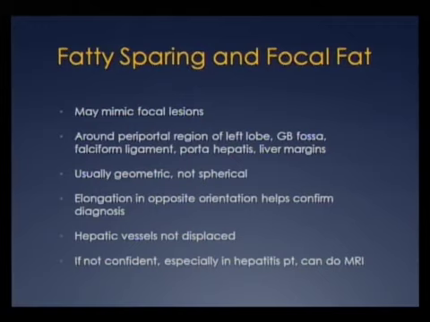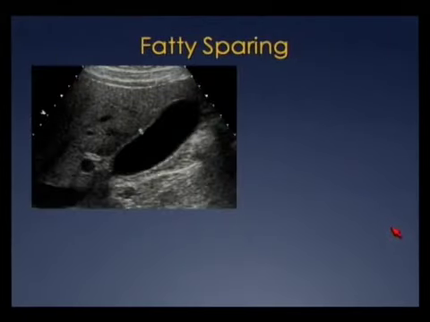But if you're not confident whether what you're seeing is fatty sparing or focal fat, definitely you can do MRI in these patients. So here's a nice example. This is a sagittal image of the gallbladder with the adjacent liver. We see a triangular hypoechoic focus, and you can confidently call this fatty sparing. It's very angular, very geometric.